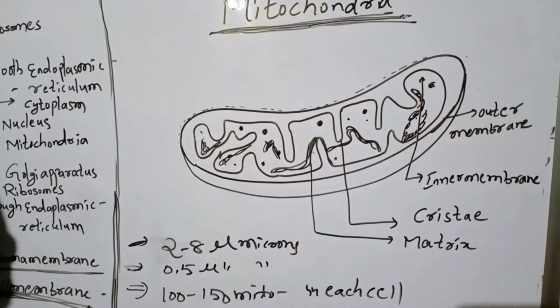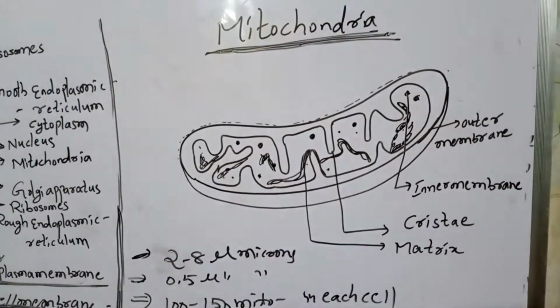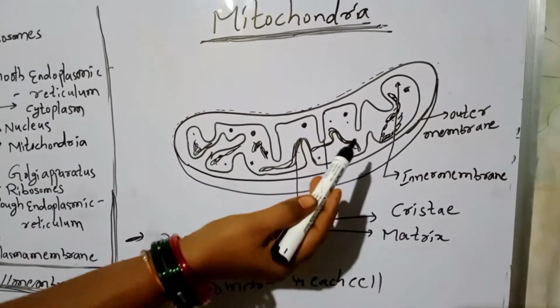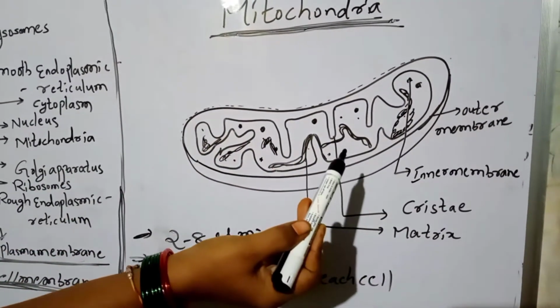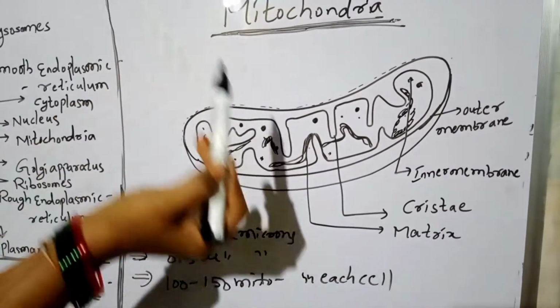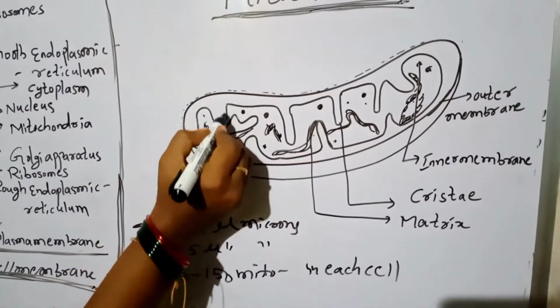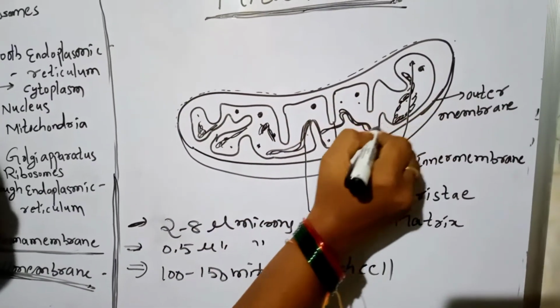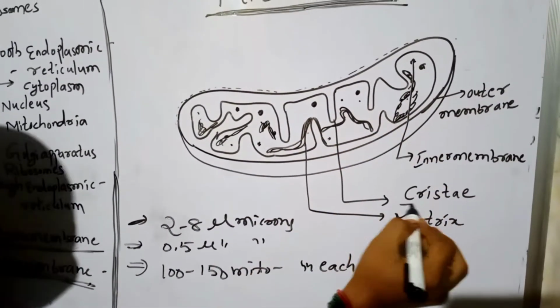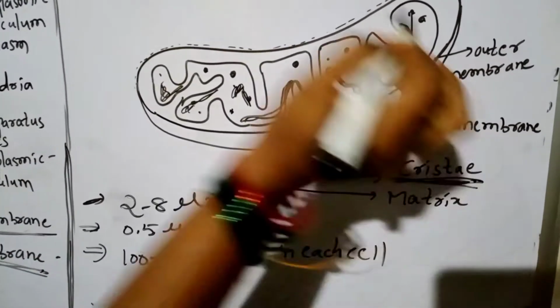One is the outer membrane and the other is the inner membrane. The inner membrane is thrown into several folds. This is the inner membrane, thrown into several folds. What is this called? Cristae.